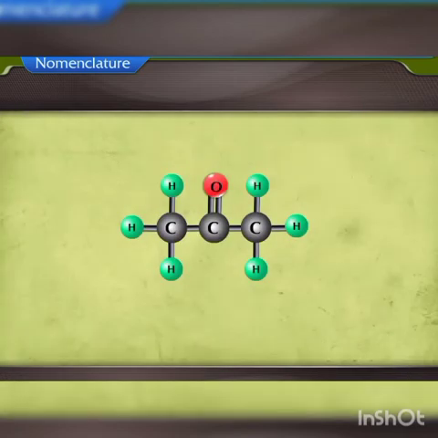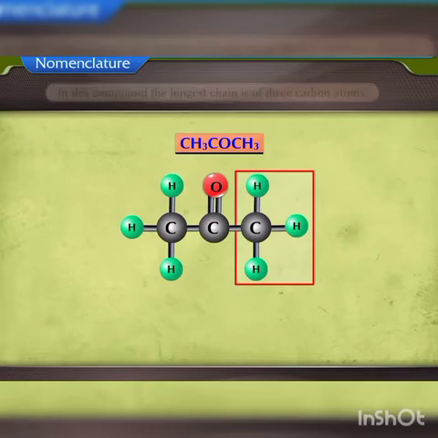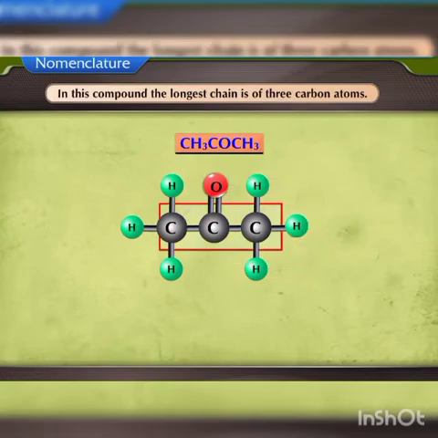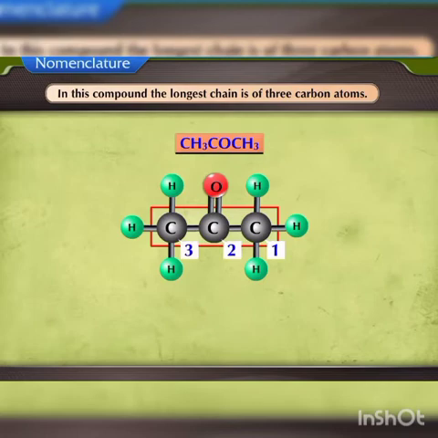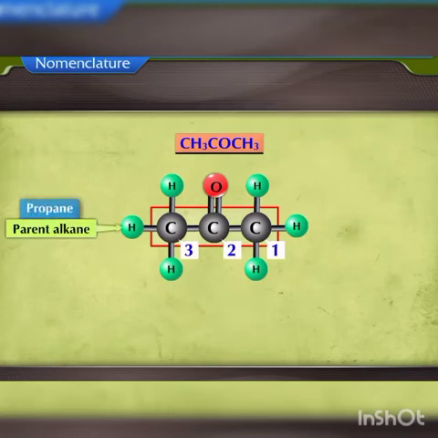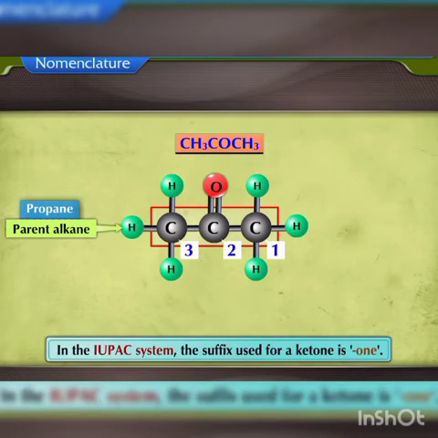Similarly, consider a ketone, CH3COCH3. In this compound, the longest chain is of 3 carbon atoms. Therefore, the parent alkane is propane. In the IUPAC system, the suffix used for a ketone is -one. Now, remove the e from the word propane and substitute it with -one. Thus, the compound CH3COCH3 is named propanone.